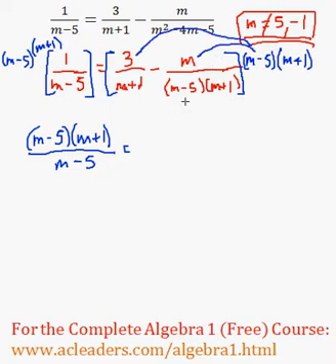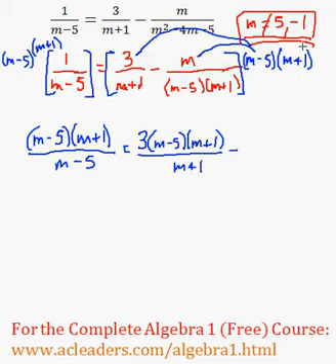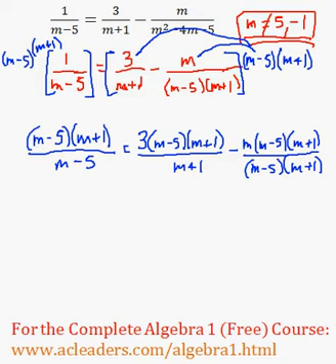and over there. So now 3 times these elements would give us 3 times m minus 5 times m plus 1 all over m plus 1, and subtract m times these elements, and we're going to have m times m minus 5 times m plus 1 all over m minus 5 times m plus 1. Wow, long question. So over here, I can cancel out the m minus 5 and the m minus 5. Over on this side, m plus 1 and m plus 1 also cancel out. And finally, m minus 5 and m minus 5 also go away.